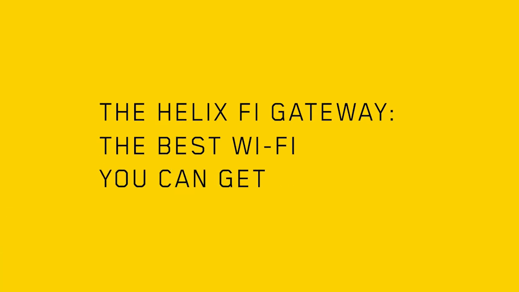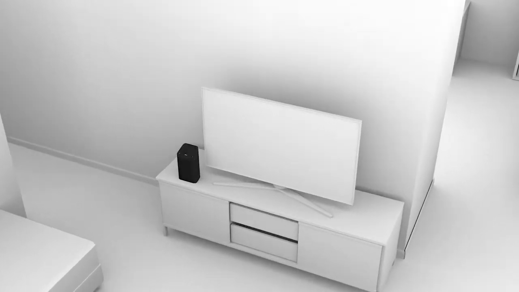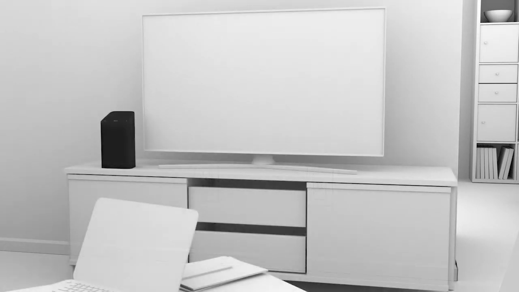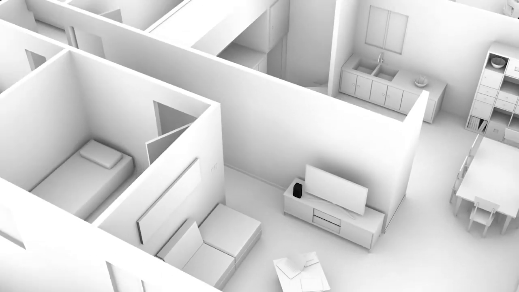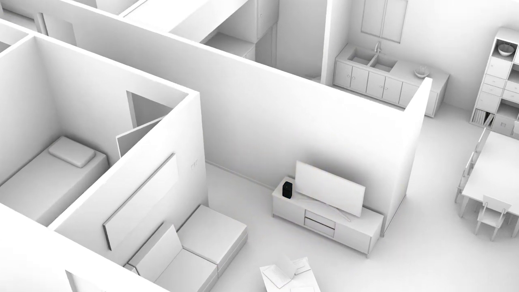You've received your Helix Fi gateway and would like to install it without an internet connection? Here's how. To get the most of your Wi-Fi, place your Helix Fi gateway near the coaxial cable that's most centrally located within the rooms in which you'll be using your equipment. Choose an unobstructed area, away from electronic devices that may cause interference.